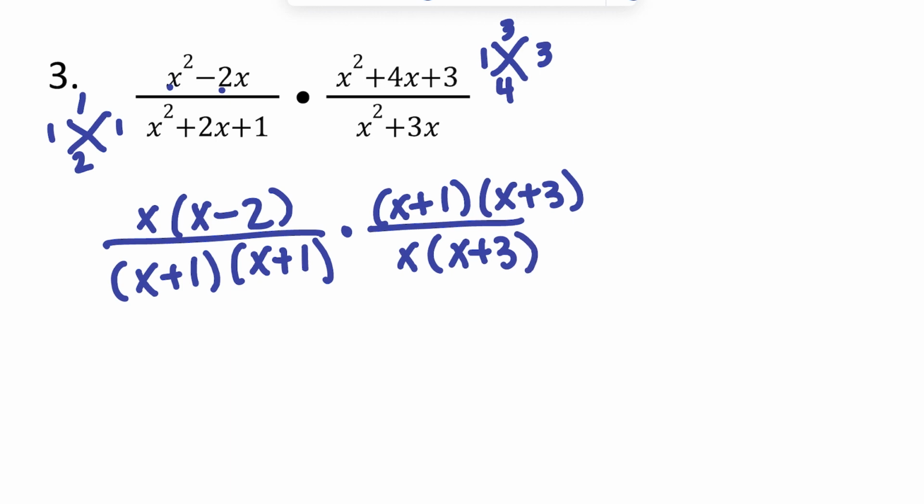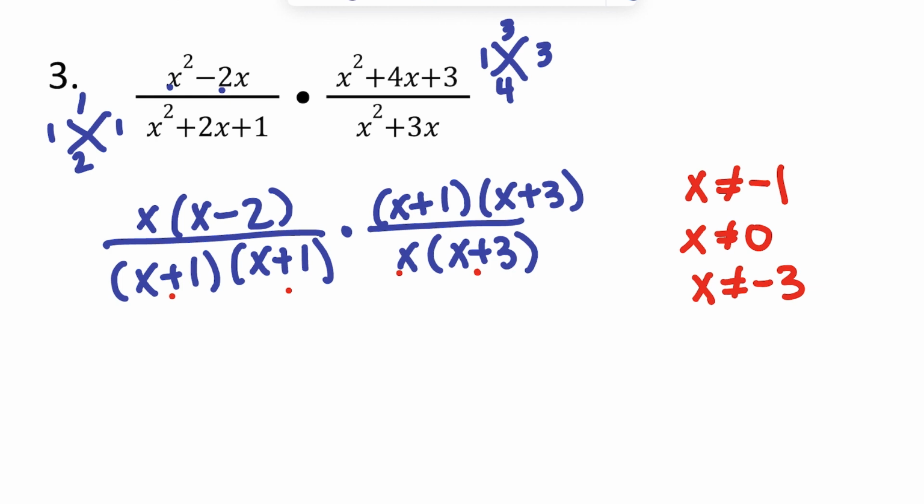Now that I have factored form, I'm going to go ahead and list the excluded values. For the x plus 1s here and here, that's an excluded value of x cannot equal -1. That would make it 0. The x all by itself tells me x can also not equal 0. And then x plus 3 means x cannot equal -3, because any of those numbers would make the denominator 0.